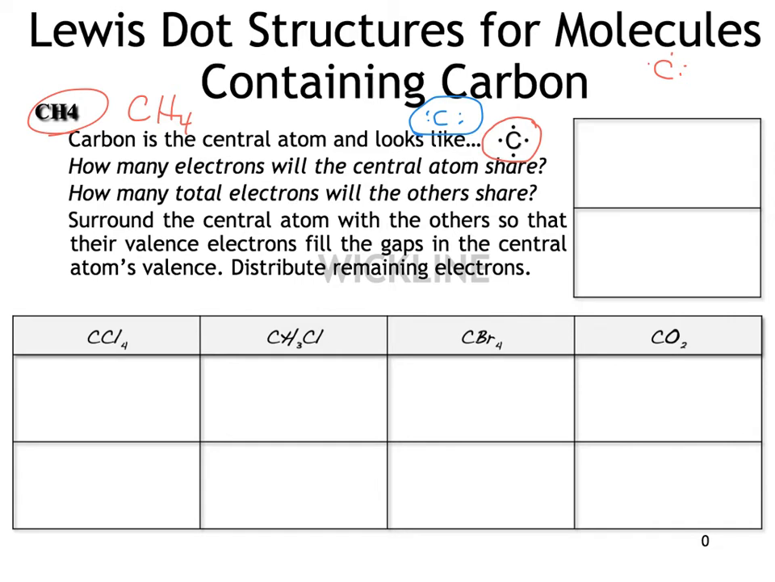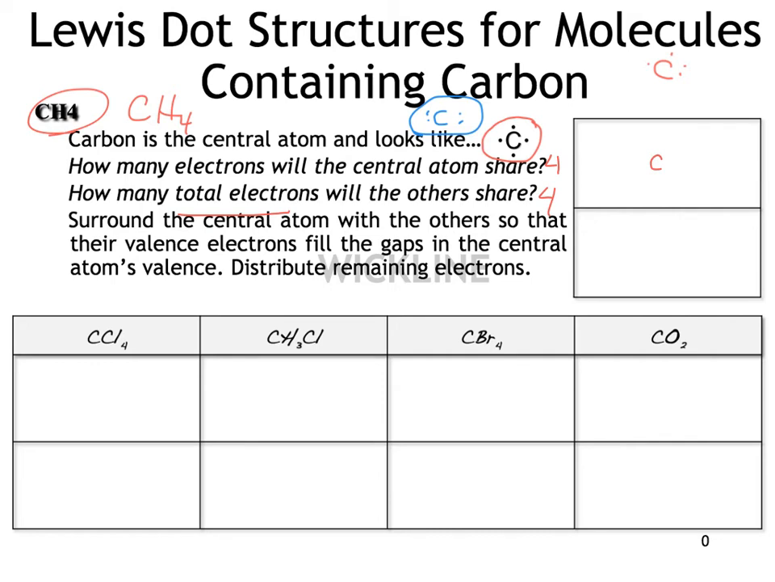It's just going to depend on how many things it's bonding to. If a carbon's bonding to 4 things, use that. If it's bonding to only 2 things, use this. All right, so carbon will be the central atom, and the number of electrons that the central atom will share in this case is 4. And the total number of electrons that will be shared by other atoms would also have to be 4. So let's draw CH4. There's my central atom.